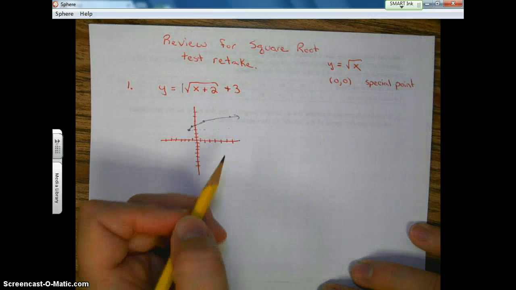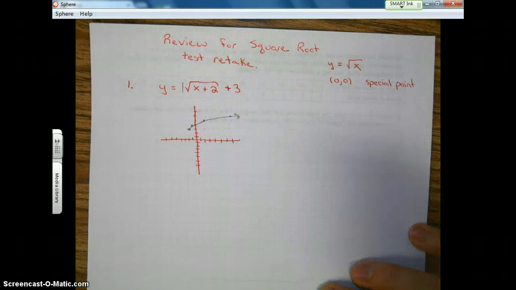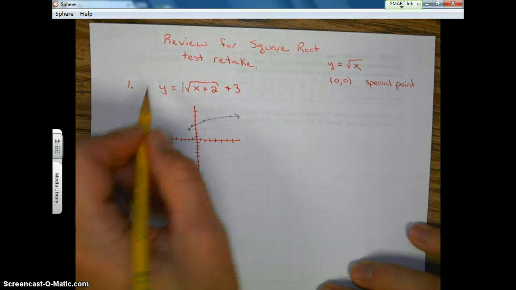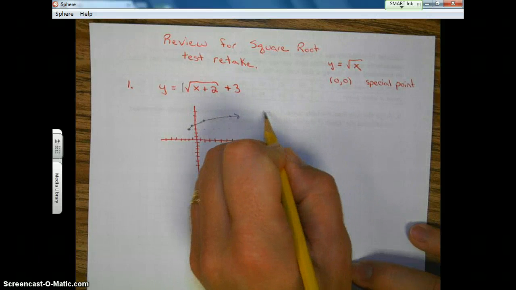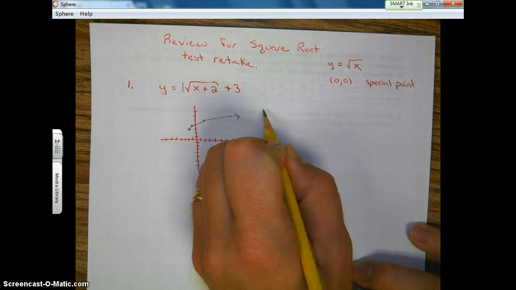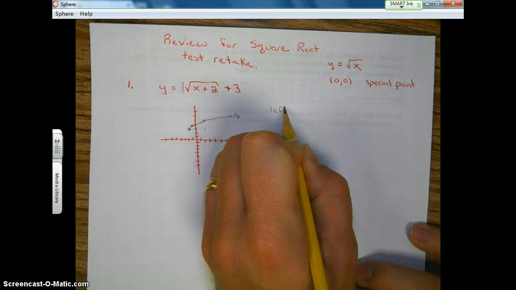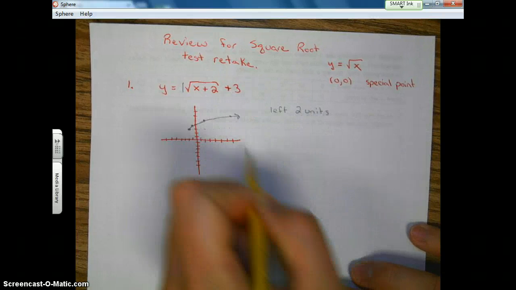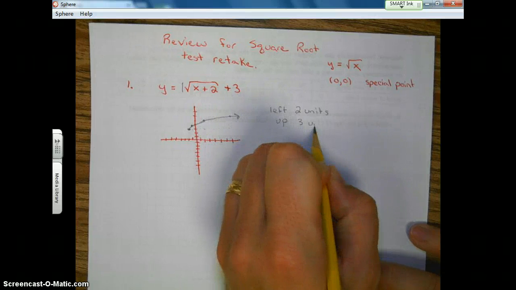Okay, and there's your graph. Make sure you put an arrow on the end because it continues on infinitely. Okay, so describing the transformations, again, we have two translations. We have a translation to the left, 2 units, and we have a translation up, 3 units.